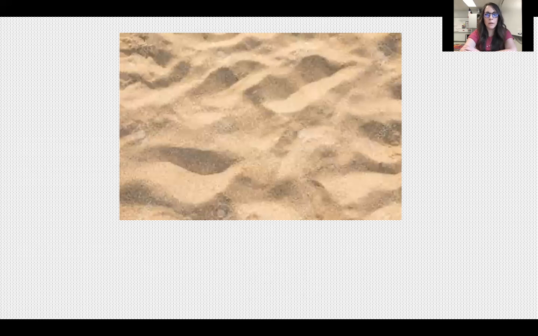Ooh, here's a tricky one. Are you ready to be tricked? Sand. Is sand a solid, liquid, or gas? Now think about this. I know that sand can be poured. I know that sand can spill. I know that sand takes the shape of its container, but I'm talking about each individual little bitty tiny grain of sand. Do you think that's a solid, liquid, or gas?